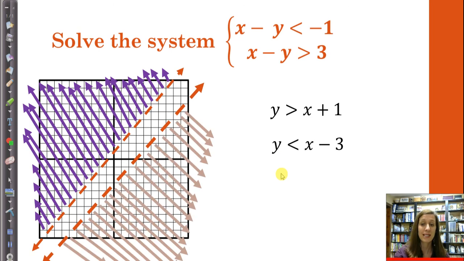So this would be an example where we have parallel lines, but our shadings do not intersect each other. So there is no solution to this system. So when I ask you to solve the system or I ask for the solution, your answer would be no solution.